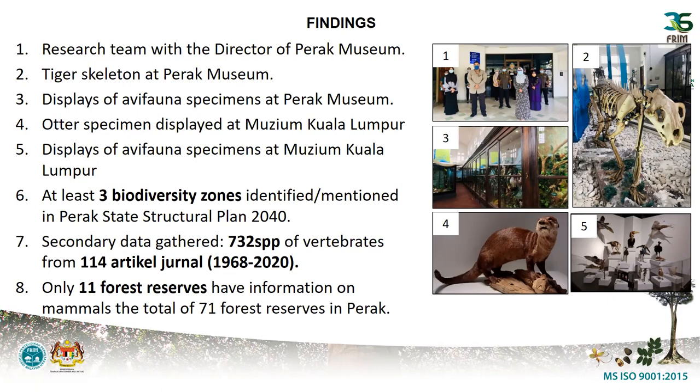And another thing yang kita find out, there are at least 71 forest reserve in Perak, and probably more. Tapi at least about 11 forest reserve je yang ada information on mammals. So ada 60 lagi forest reserve. So these are chance for research. Probably dia tak publish information dan sebagainya, but these are the areas that requires us to go and visit, and not only from FRIM but actually for other researchers out there. Inilah kawasan-kawasan yang perlu dikaji.